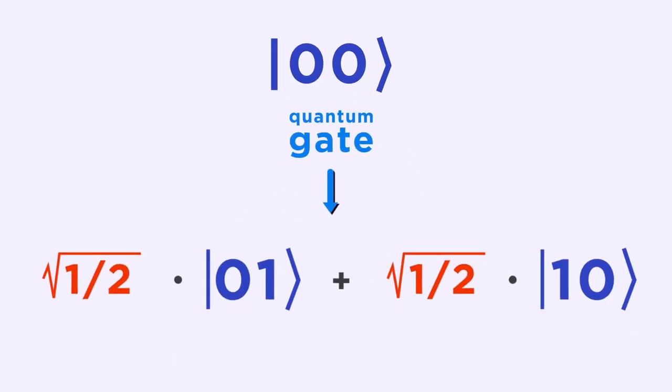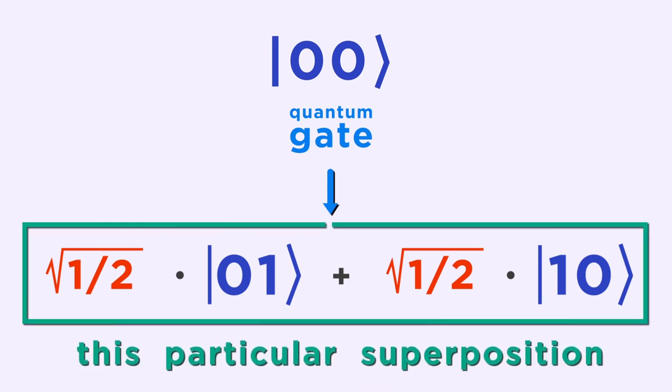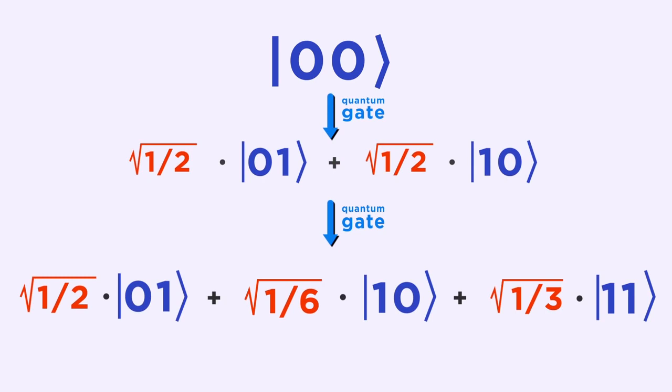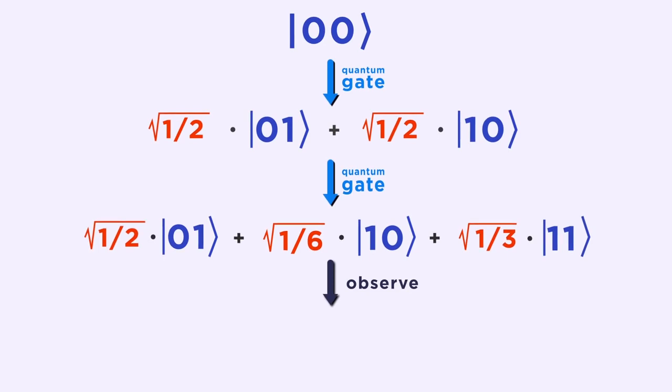Now, the qubits are in a superposition. There's a 1/2 probability, or 50% chance, of being 0 1, and a 1/2 probability of being 1 0. Ignore the square roots, I'll explain them in a minute. The particular superposition it's in is a result of the quantum gate we chose to apply. Here's one more quantum gate, changing the state of our computation. At the end of the quantum computation, we observe or measure the system.